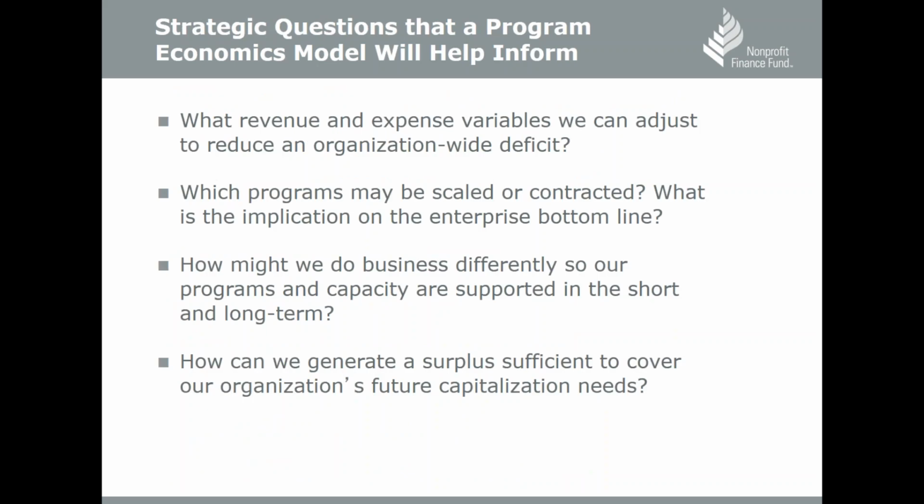So this is the last slide of our webinar, and I just wanted to remind you all of some strategic questions that this kind of analysis is intended to address. So first, what are the revenue and expense variables that we can adjust to reduce an organization-wide deficit? Which programs may be scaled or contracted? What is the implication on the enterprise bottom line? How might we do business differently so our programs and capacity are supported in the short term and in the long term? And how can we generate a surplus sufficient to cover our organization's future capitalization needs?